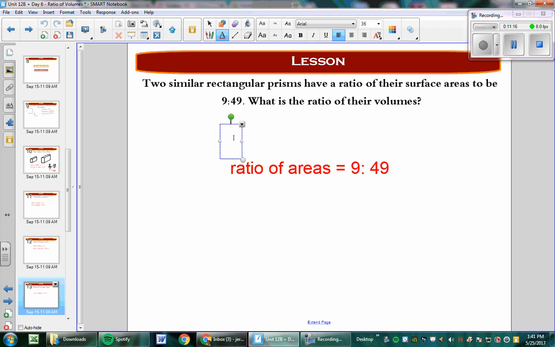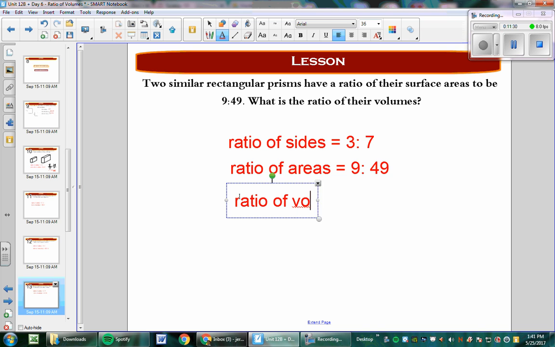So we can't go straight to volumes, but we can do the ratio of sides, which is equal to the square root of that, which would be 3 to 7. Once I have the ratio of the sides, I can find the ratio of the volumes by cubing that number. So if I cube 3, I get 27. If I cube 7, I get 343. All right, so that's how we go back and forth between these different ratios.